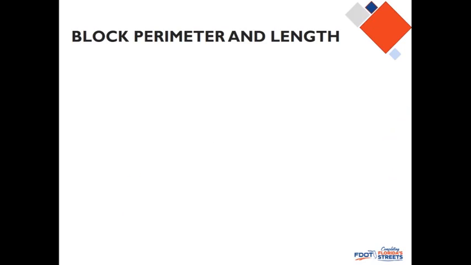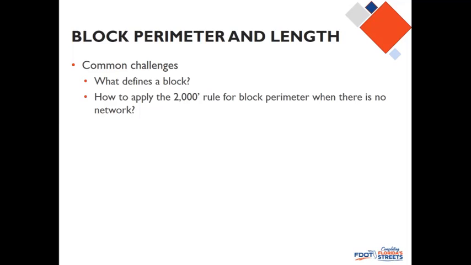This webinar will address issues with how you measure block perimeter and block length in locations where the block structure is irregular or unusual. We'll talk about some of the common challenges related to how you define a block in conditions like this, how to apply the 2,000-foot rule for the block perimeter when there's not a network in place, and how to address frontage roads.